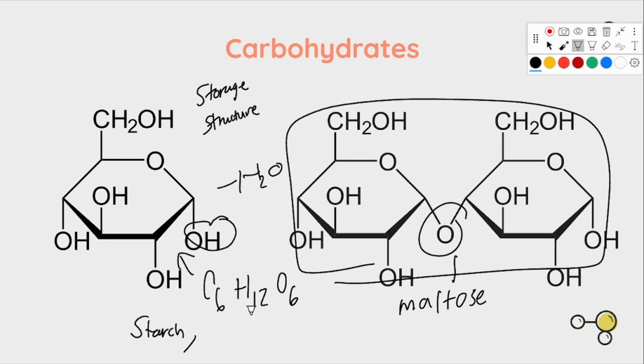which is responsible for plant storage, glycogen, which is responsible for energy storage in animals, cellulose, which is responsible for the structural integrity of a plant's cell wall, and chitin, which is responsible for the exoskeleton of arthropods and the cell wall of fungi.